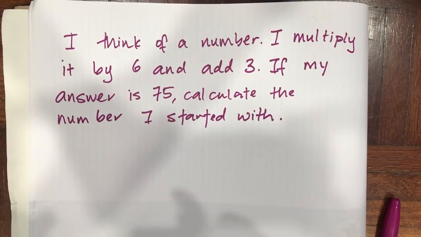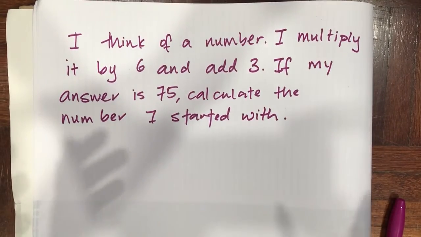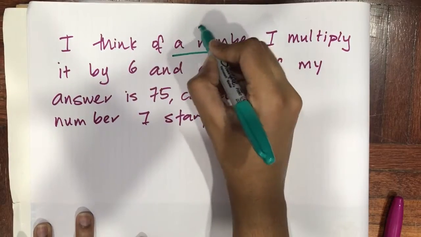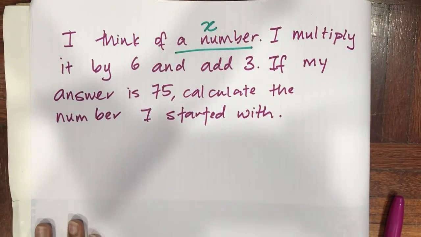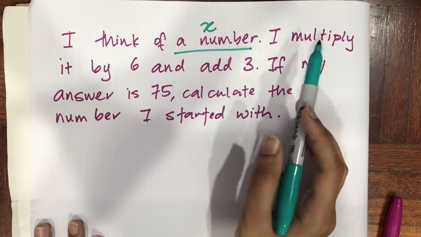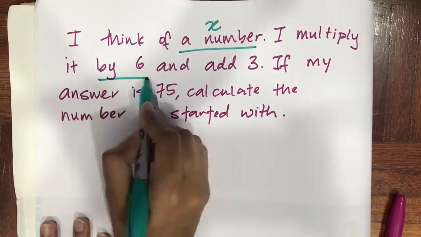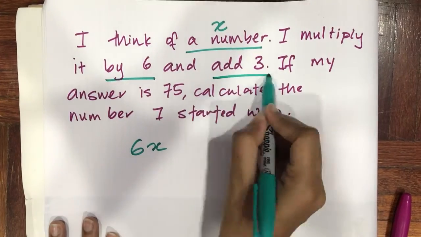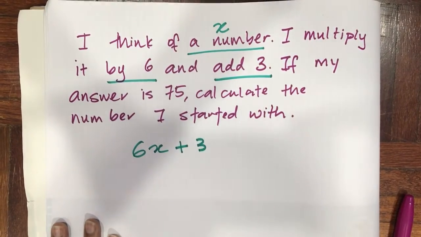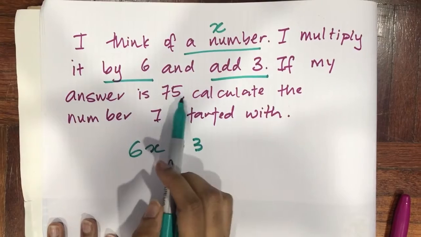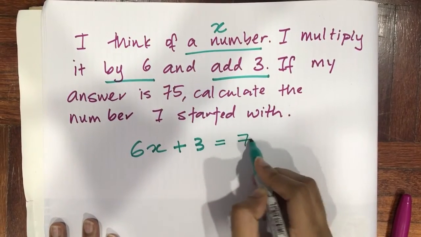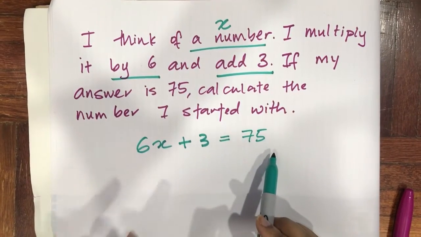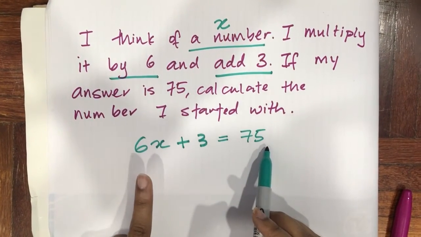Okay, so I think of a number, I don't know what the number is. So when I have a question and I don't know what something is, I can just put it as an unknown x. So I multiply this x by 6. So x times 6 will be 6x. And then I add 3. If my answer is 75, that means this equals 75. Calculate the number I started with. So I have already constructed my equation.